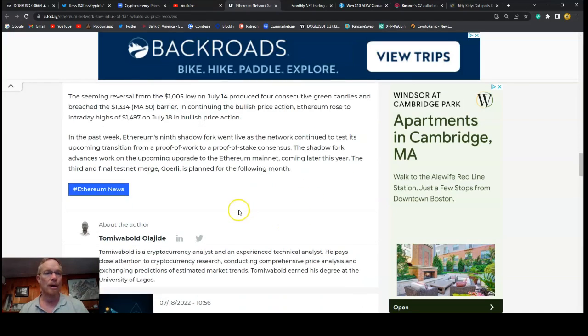So what's going on? In the past week, Ethereum's ninth shadow fork went live as the network continued to test its upcoming transition from proof of work to proof of stake. The shadow fork advances work on the upcoming upgrade to the Ethereum mainnet coming later this year. The third and final testnet merge, Goerli, is planned for the following month.